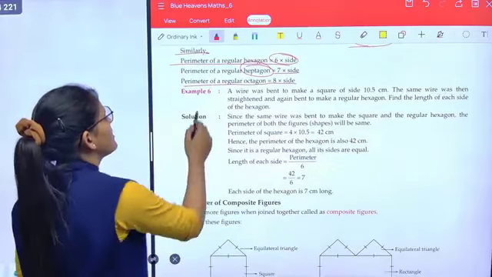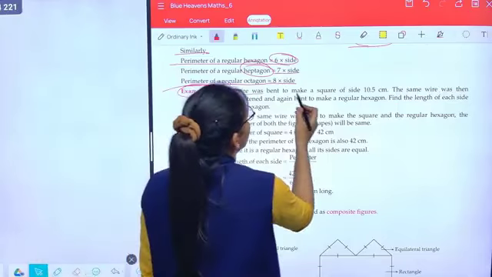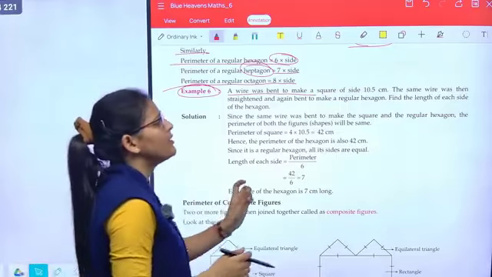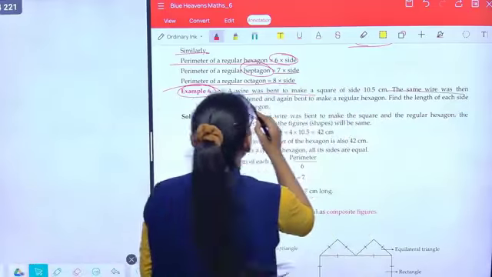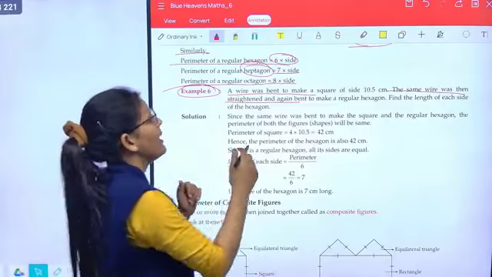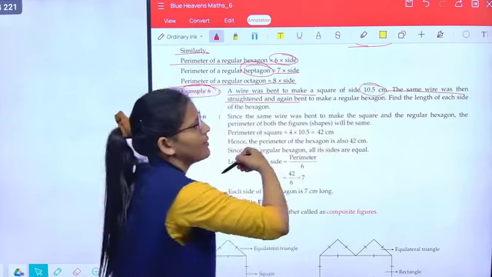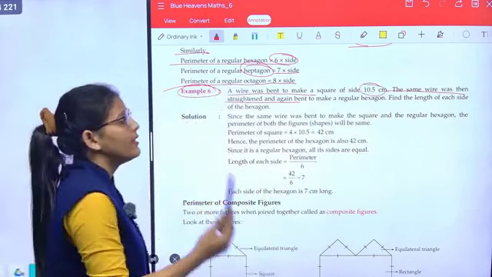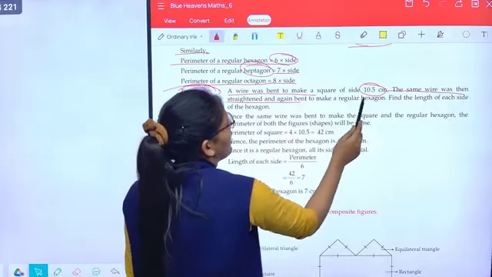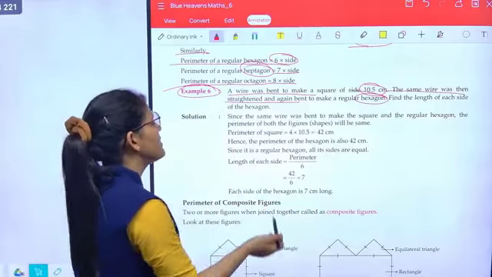So come on, exercise. Come on, example number 6. A wire was bent to make a square of side 10.5 centimeter. The same wire was then straightened and again bent to make a regular hexagon. Class, first, what was it? A wire was bent to make a square. We made a square of 10.5 centimeter. Then what did we do with the same wire? We straightened it and again bent it, we made a hexagon of it. Find the length of each side of the hexagon.